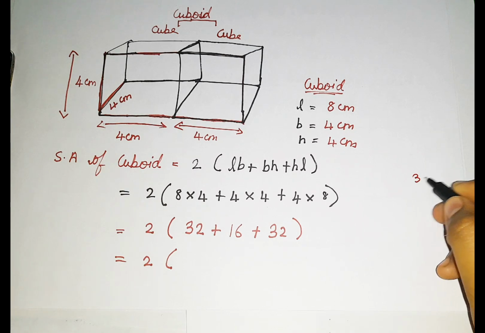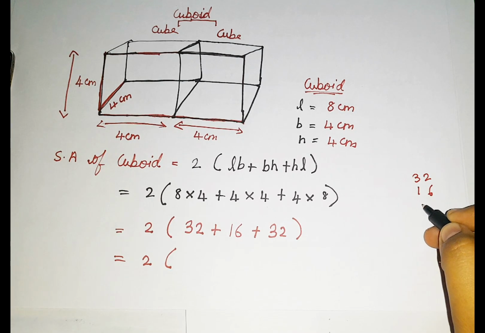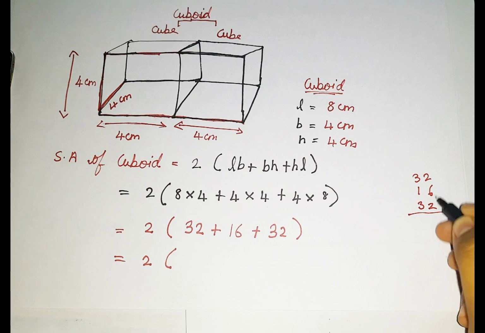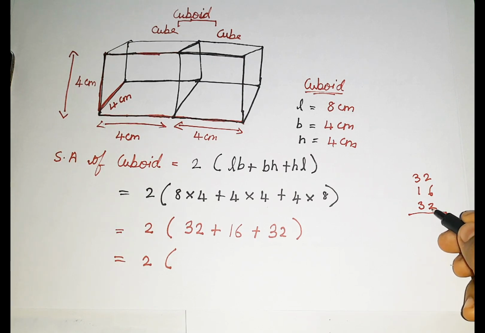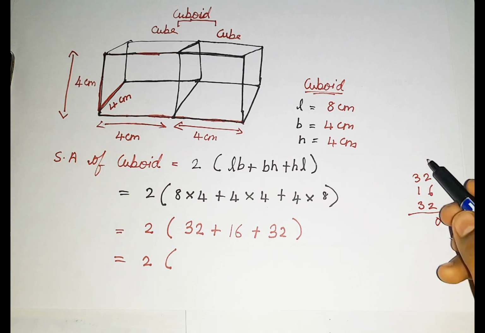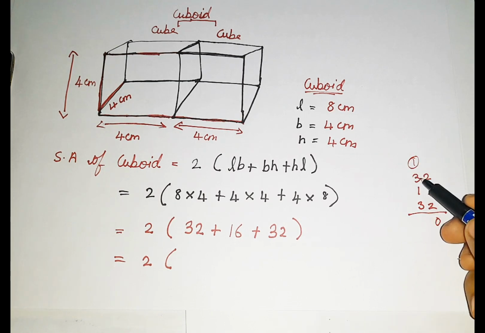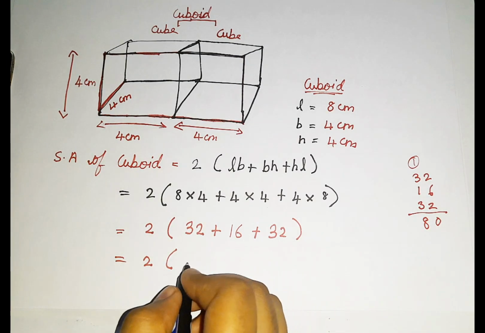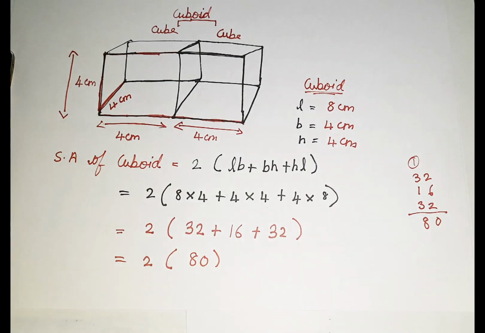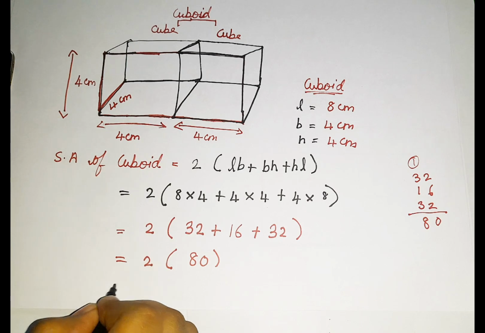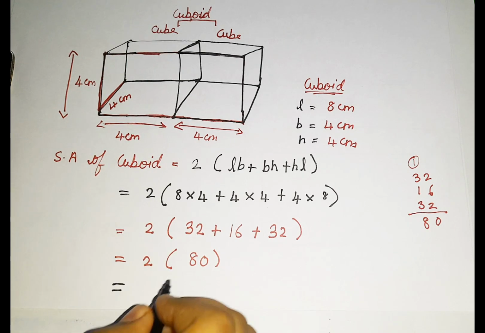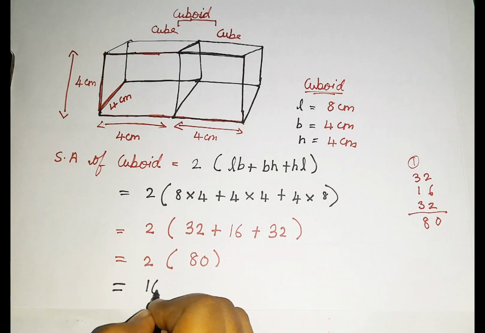So let us check it out. We are supposed to check each and everything, because in maths we are supposed to check the numbers again and again. Okay, so 80 only, so no problem. So now we got 80. Since it is in bracket, it is into 2. So what is 80 into 2? 80 into 2 is 160.